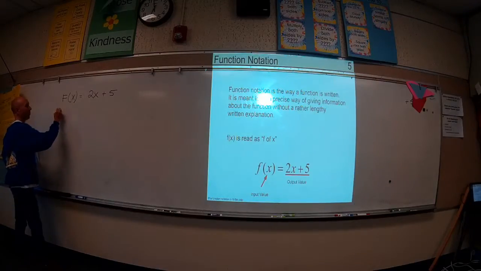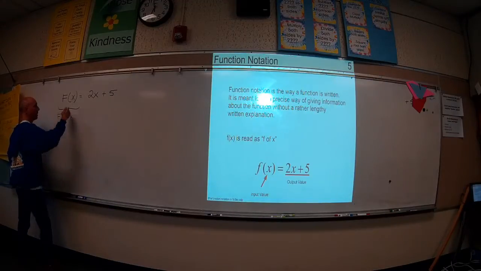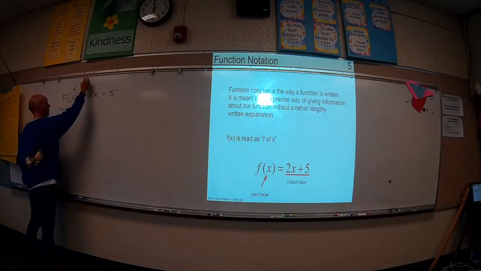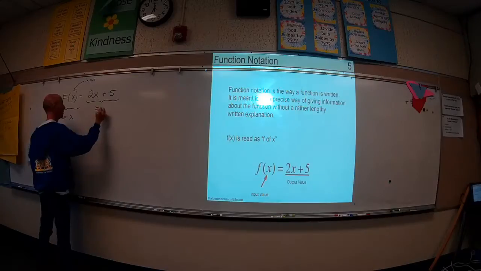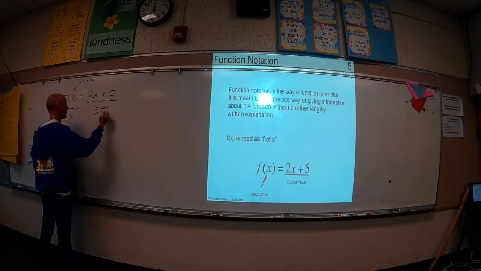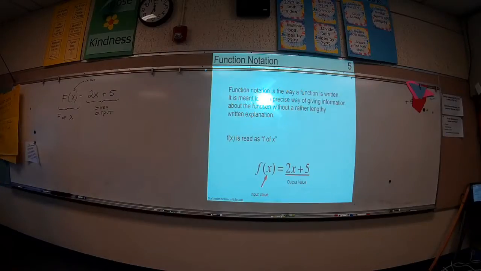So this is a function. This is read as f of x. x is the input. And this chunk right here gives the output. So those are the parts of the function. I'm going to start making this function work, and I want you to see if you can figure out how it works.